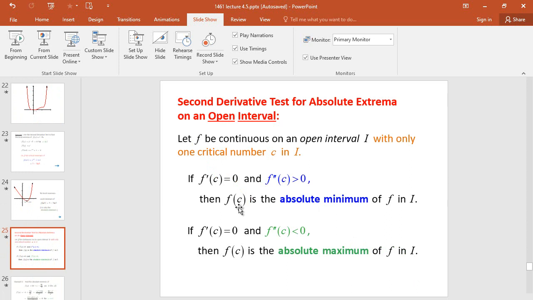This is a very special case for finding the absolute maximum or the absolute minimum value of a function on an open interval. So the specified domain has to be an open interval. Let's say I have a continuous function on an open interval I, where f has exactly one critical number c in I.